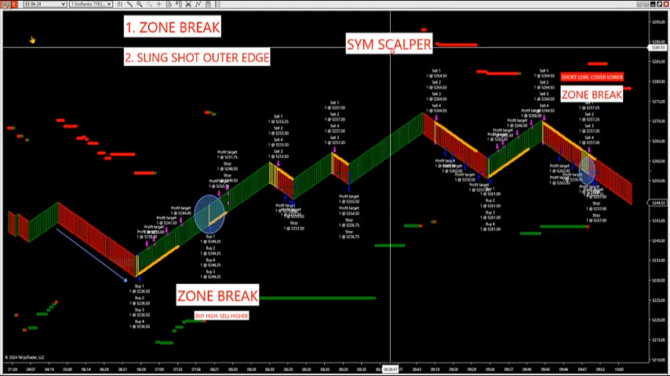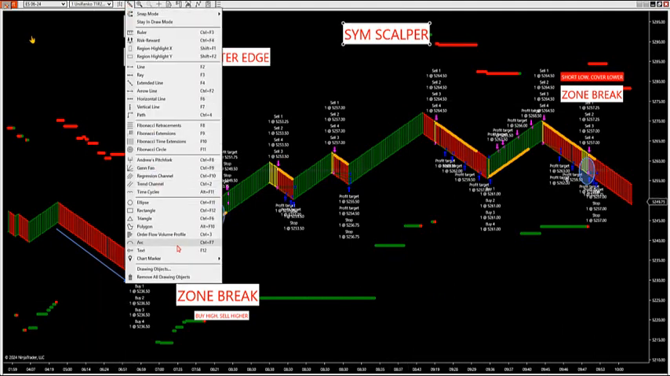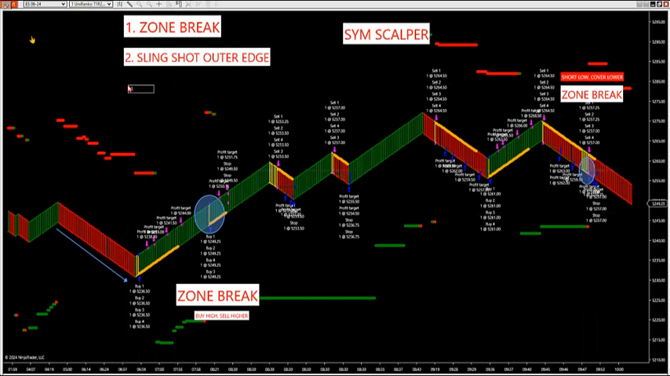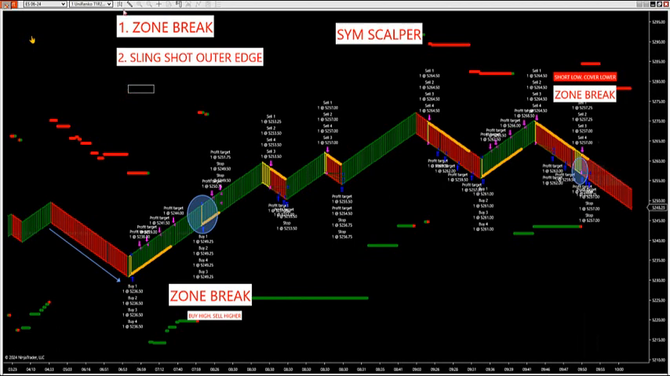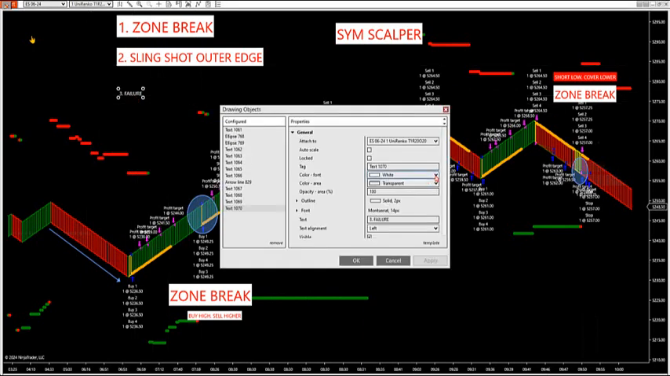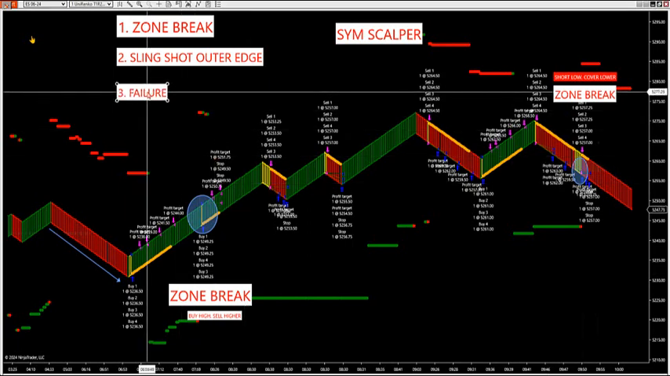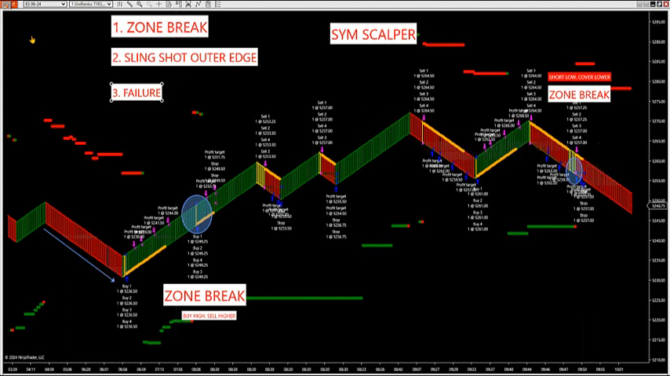Why do they come up, and what is the SymmScalper? The SymmScalper takes all of my three setups that members have learned how to trade over the course of the last 6 to 8 months, almost a year. It's a combination of these three setups: a zone break, a slingshot, and a failure. This new software, which you can see inside of in the last video, finds these levels or setups and spits them out with an automated system. So let's go over the zone break first.